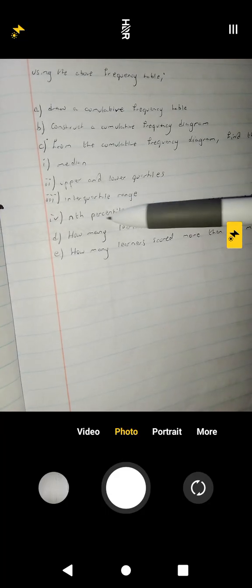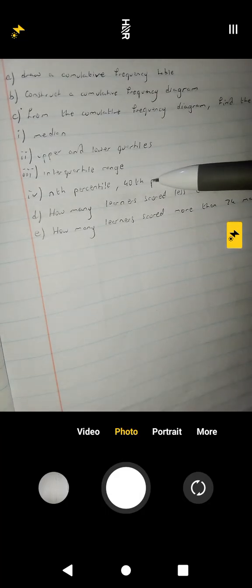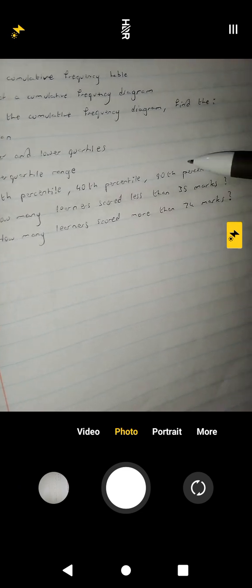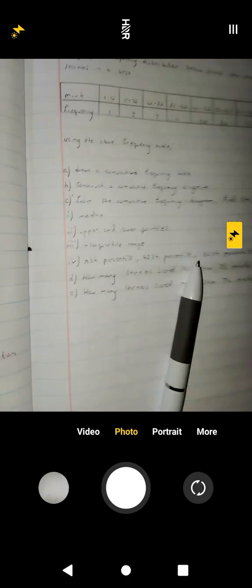And then just answer these two questions. I'll give you a tip. Refer to your cumulative frequency table to answer these two extra questions. They are pretty simple, so please do so. So it's the 20th percentile, the 40th percentile, the 90th percentile, and then how many learners scored less than 35 marks? How many learners scored more than 74 marks? So please try this at home.